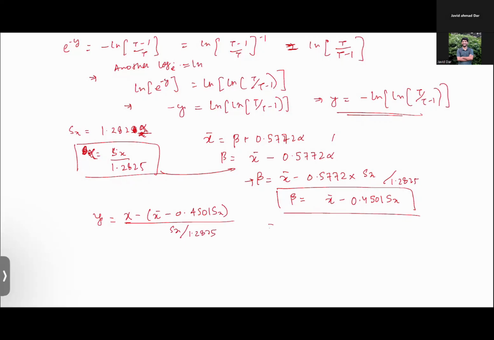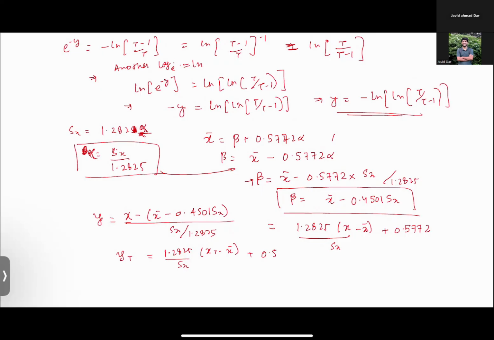If you simplify this, it becomes 1.2825 (x minus x bar) divided by sx plus 0.5772. Now this reduced variant yt can be further written as 1.2825 (xt minus x bar) divided by sx plus 0.5772. So this is the basic Gumbel's equation.